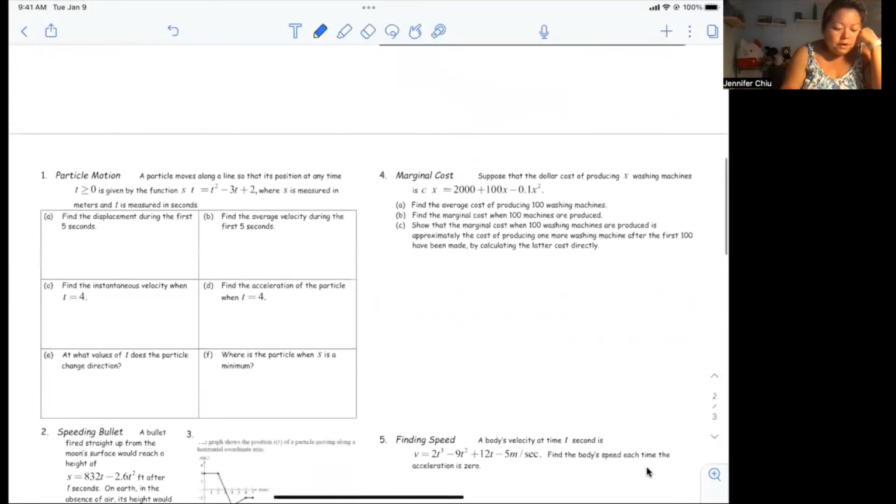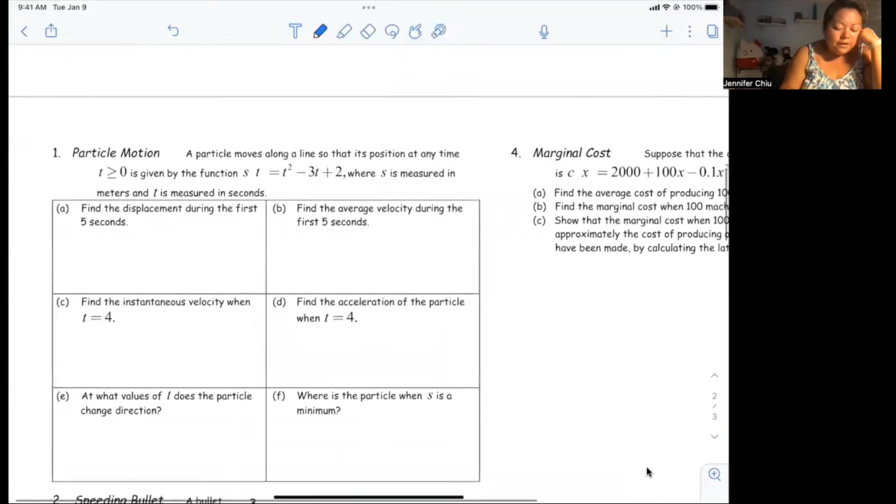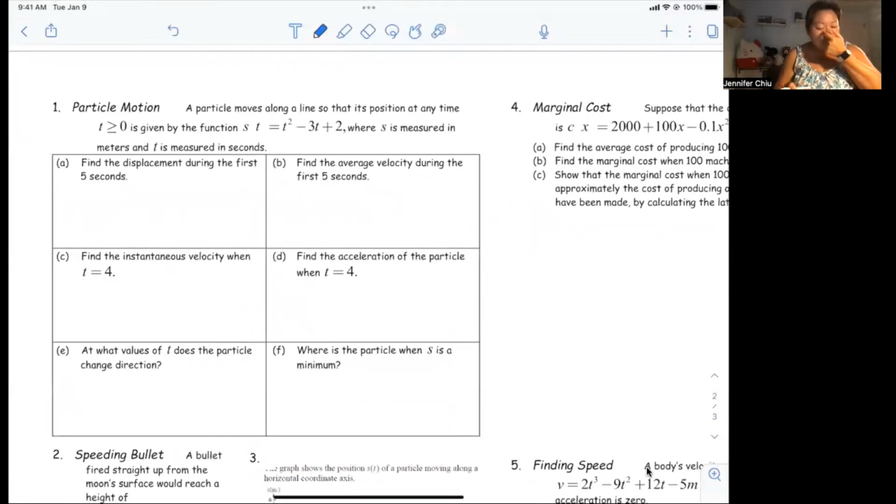All right, so we're on the first part where it connects to physics. It says a particle moves along a line so that its position at any time t greater than 1 is given by the function s of t equals t squared minus 3t plus 2, where s is measured in meters and t is measured in seconds. We're looking for a couple things based on this function. First, find the displacement during the first 5 seconds. It wants the difference between 0 seconds and 5 seconds.